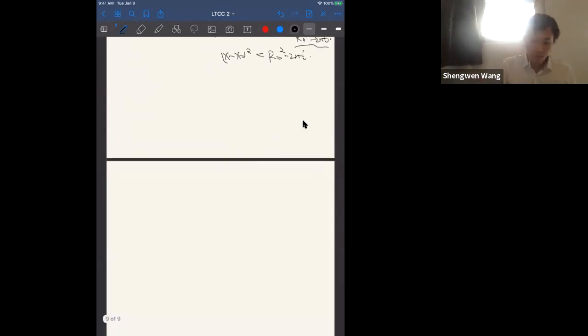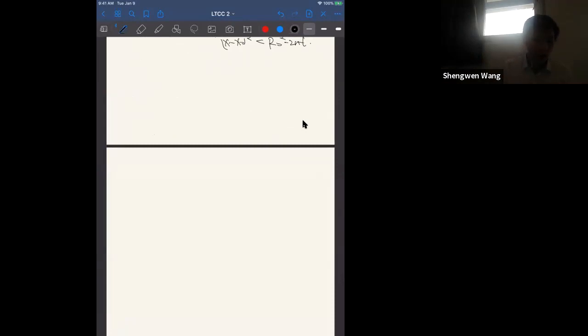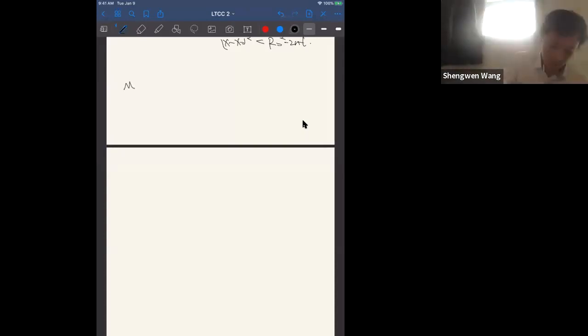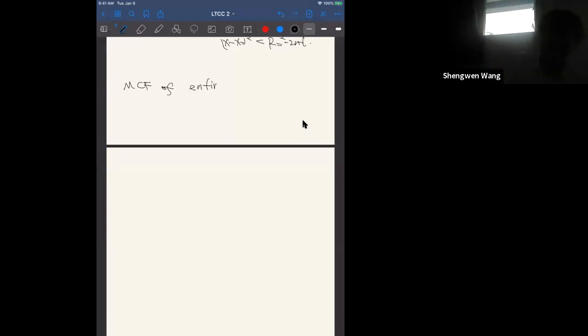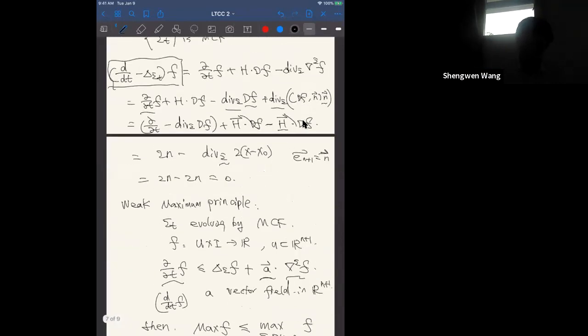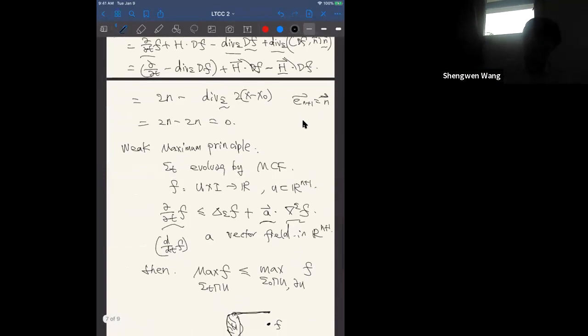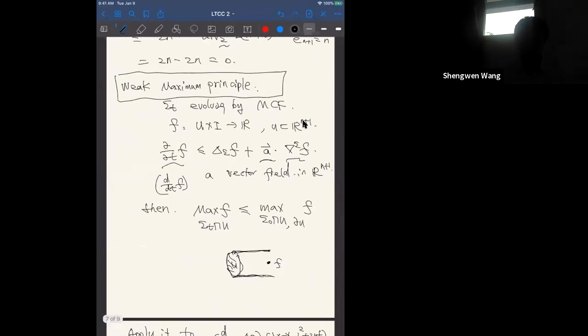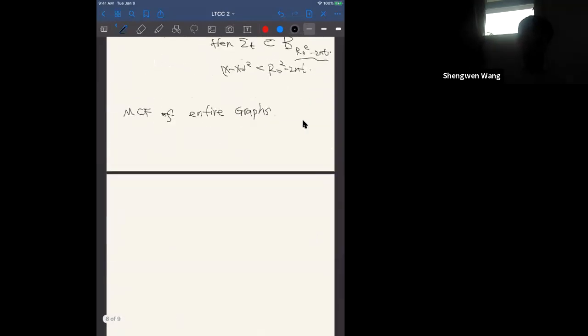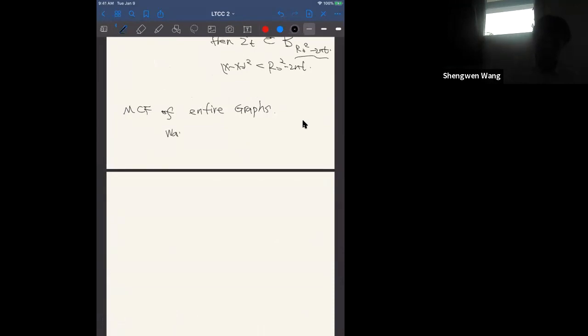So now let's study a more sophisticated example of the mean curvature flow, the entire graphical flow. This is the first non-trivial example where the flow has long time existence. We are going to use the weak maximum principle here to show that an entire graphical solution stays entire graphical for all time, and it has long time existence until time goes to infinity. We want to show graphicality is preserved.